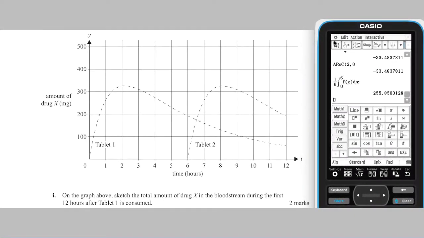Part D. In this part, a second tablet is consumed, and we are asked to think about the total amount of the drug in the bloodstream across the first 12 hours. The total amount will be equal to tablet 1, f of t, plus tablet 2, which is f of t take 6, a translation of the original function. This can be graphed using our class pad.